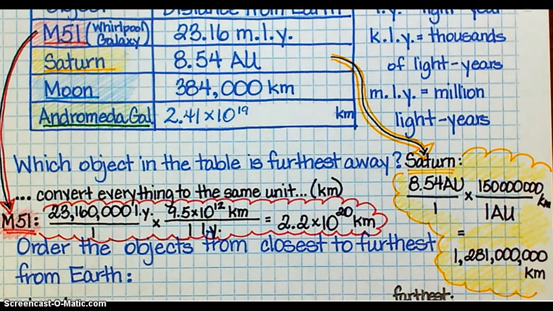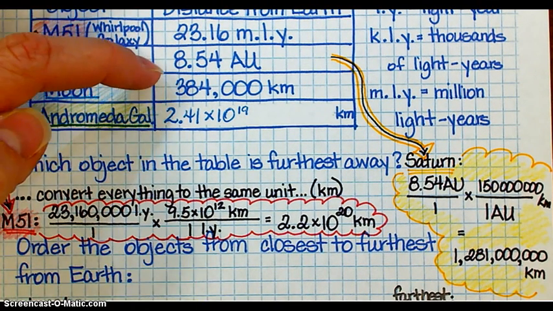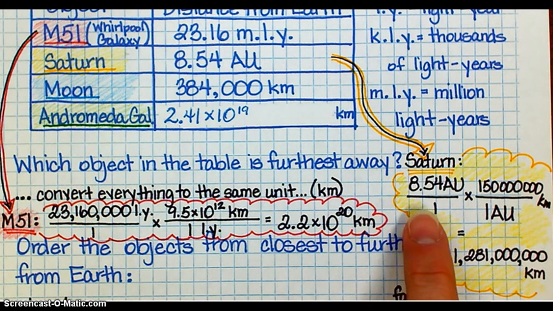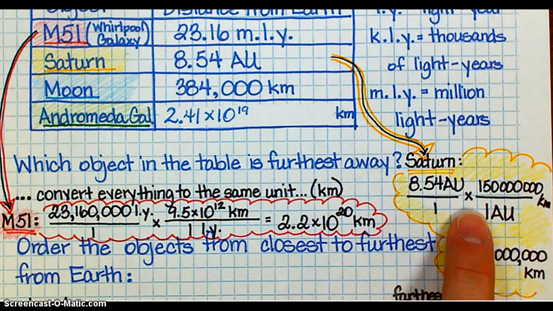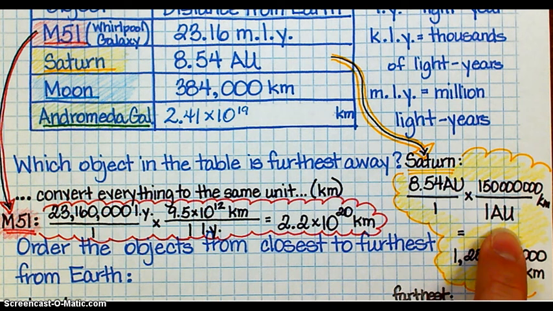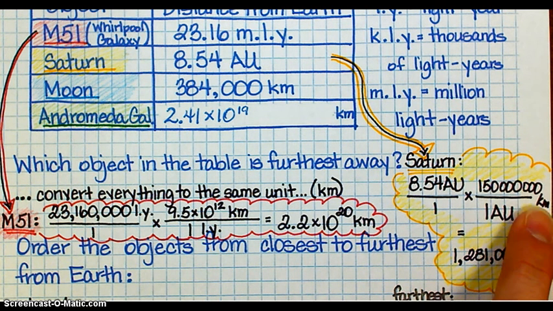Okay, the second one that we need to convert into kilometers is Saturn. Saturn's distance is given in astronomical units. And so we take 8.54 astronomical units. We're going to put it over 1 just to make it look like a fraction, and then multiply it by a conversion factor. There are 150 million kilometers in every 1 astronomical unit. Notice that AU, astronomical units, are catty corners, so those are the units that we're going to cancel out, and we're going to wind up with a number that's in kilometers.